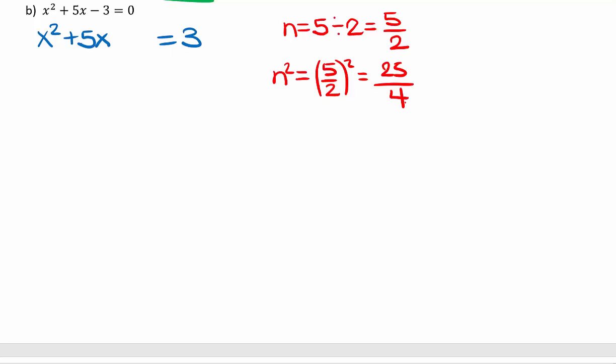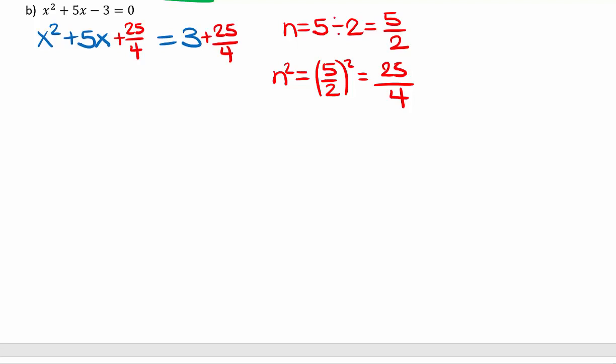All right, let's try the same process with a different example. Step 1 is move the constant over, add the 3. Then I take the number in front of the x, the 5, and I divide it by 2. I want to work with fractions here. So 5 divided by 2, I just leave that as 5/2. I square that number. 5 squared is 25, 2 squared is 4. So I have to add 25/4 to both sides.